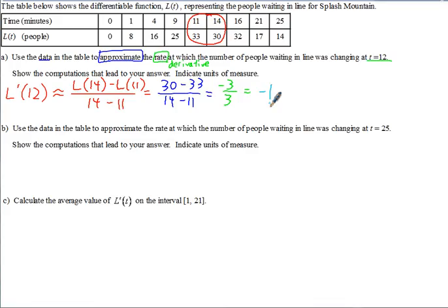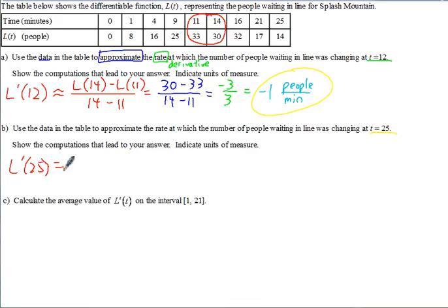Gives you negative 1, and the units for L here are people, so that'd be the units of the numerator, people. The units for time are minutes, so people per minute. So negative means L of t is getting smaller, so there's fewer people waiting in line on average. At time 12, it looks like the rate is decreasing for the line. Then part B is the same thing. Use the data in the table to approximate the rate at which the number of people is waiting in line. The only difference is a different time. Time 25. So this is L prime of 25.